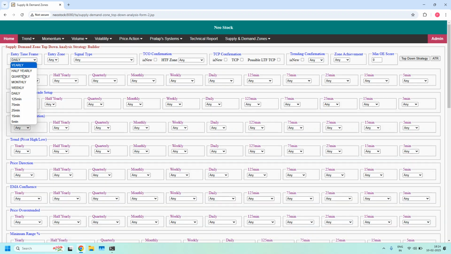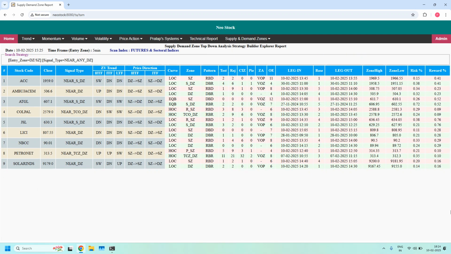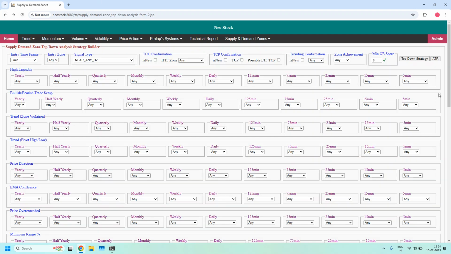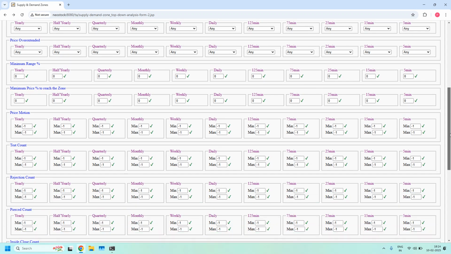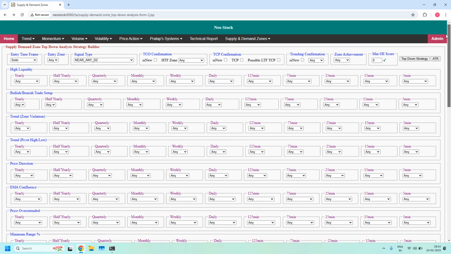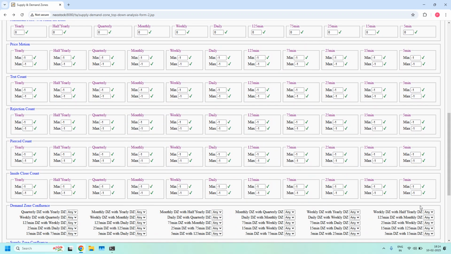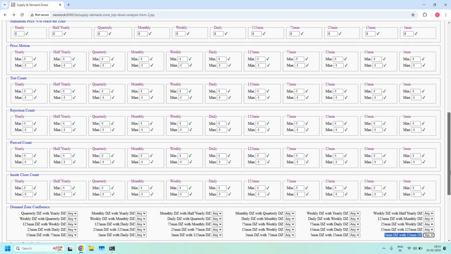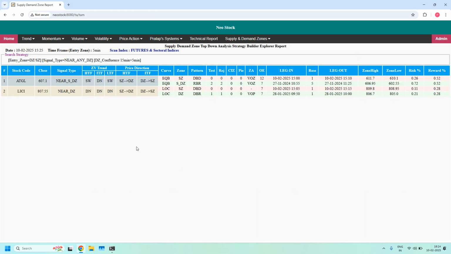Next time frame is 5 minutes. Stocks near 5 minutes demand zone, we got 9 stocks. Out of these 9, how many are having ITF demand zone confluence? Let us verify. That is 5 minute demand zone with 15 minute demand zone confluence. So with this filter, we got 2 stocks. That means both these 5 minutes demand zones are overlapped with 15 minutes demand zone.